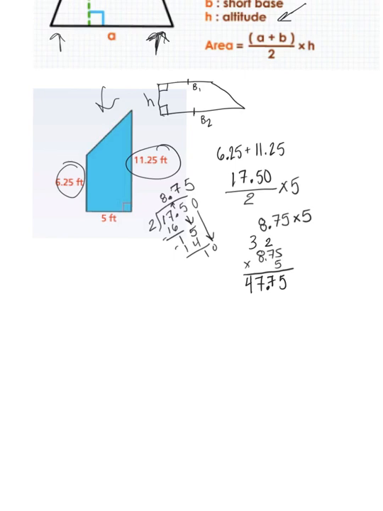So you should have come up with 47.75 feet. Remember, we're talking feet and we're talking area, so it will be squared. So the area of this trapezoid is 47.75 feet squared.